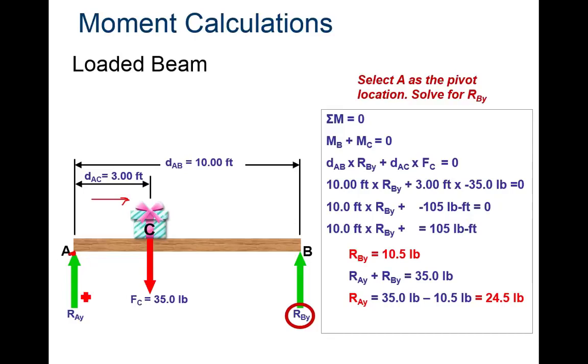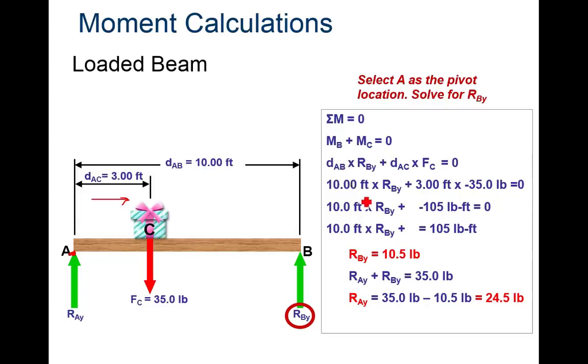You have a force right here, but what's RAY's distance from itself? 0. Anything times 0 is 0, so that's why you only see these 2 moments. All right, moment B plus moment C equals 0, and off we go.